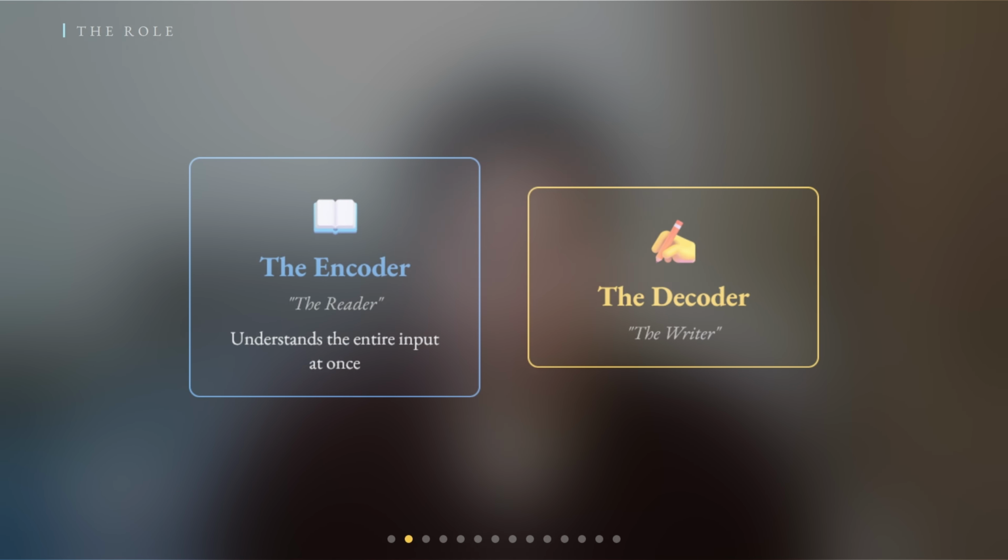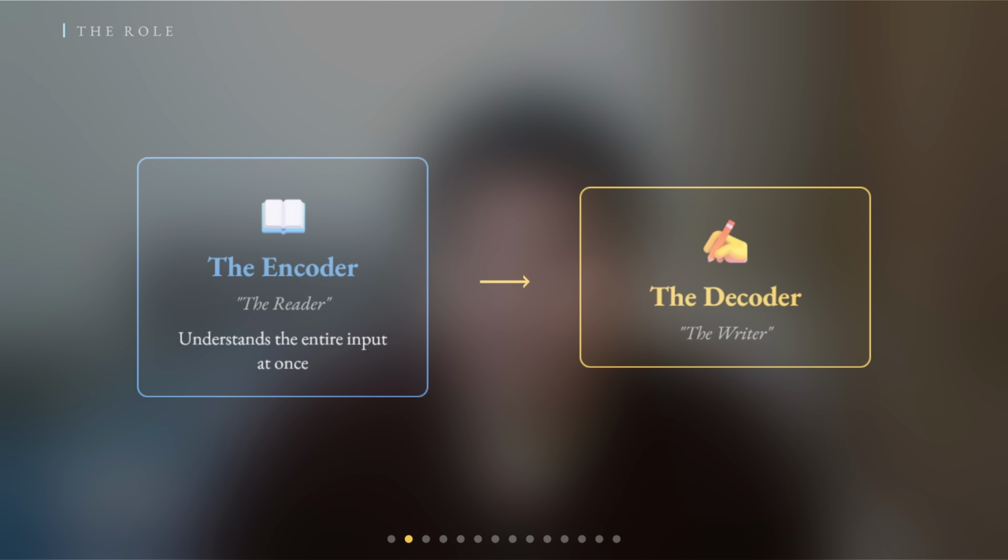The encoder receives the complete input. It processes all words simultaneously. Its job is to understand. At the end of its work, every word has a rich representation that captures not just its own meaning, but its meaning in context. That understanding flows from encoder to decoder. This connection is critical, and we will see exactly how it works when we get to cross attention.